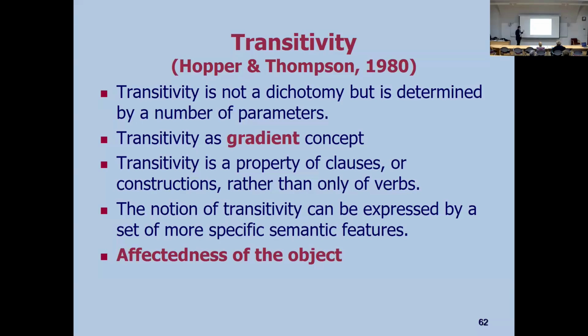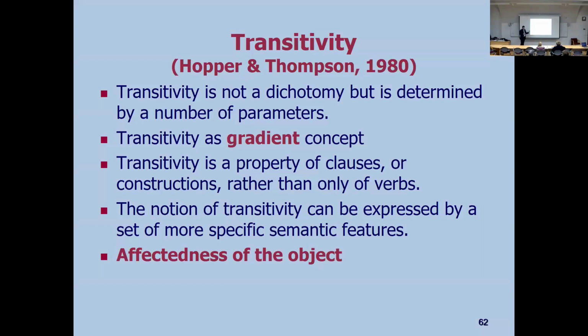Okay, why is it? In general, transitivity, according to Hopper and Thompson and subsequent studies, is not a dichotomy, but it is determined by a number of parameters. It's a gradient concept, and it is a property of clauses, constructions, rather than only verbs. And the notion of transitivity can be expressed by a set of more specific semantic features. Here, I would focus on the affectedness of the object.